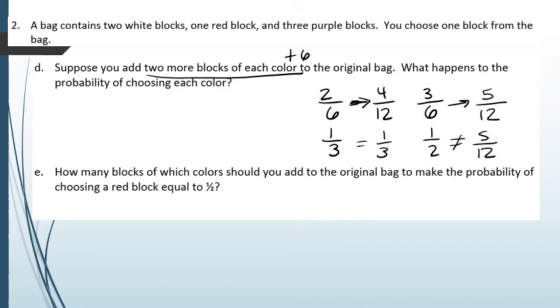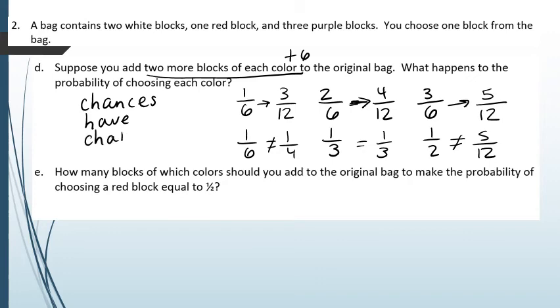So let's check one more. Let's check the red blocks. So red was previously 1 out of 6. Now we added 2 more reds, so we have 3. But again, we actually increased by 6 blocks to 12. So is 1/6 equivalent to 3/12? Well, 3/12 is the same as 1/4. These guys are not equivalent. So now the chances of getting the colors have changed from the original. Because again, you'll notice when we doubled everything, we were still preserving that same relationship. But when we just added 2 of each color, that slightly changed the relationship.